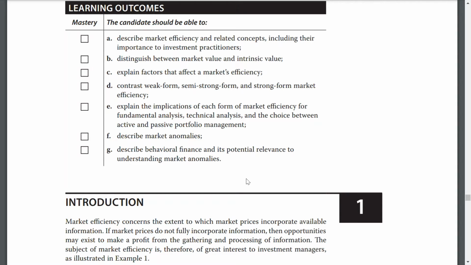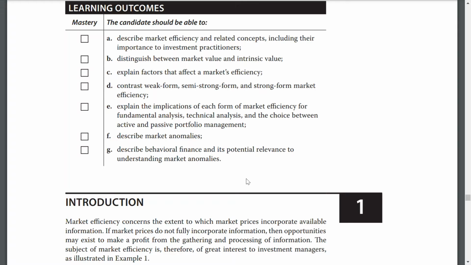Explain the implications of each form of market efficiency for fundamental analysis, technical analysis, and the choice between active and passive portfolio management. Describe market anomalies. Describe behavioral finance and its potential relevance to understanding market anomalies.